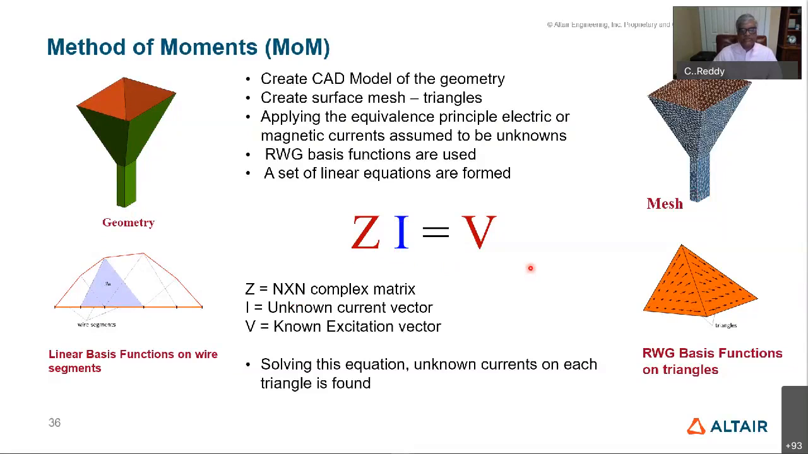Of course, as a user of the software, you don't need to worry about it. You just need to know that this is what happens behind the scenes. There is an N by N complex matrix, V is the excitation vector, and I is the unknown vector that needs to be solved. I can be solved by inverting Z and multiplying with V, and you get the solution.